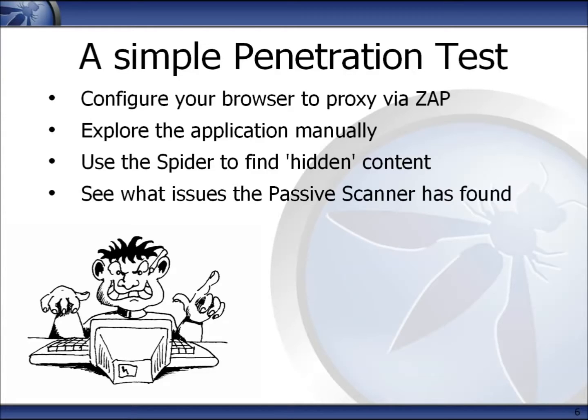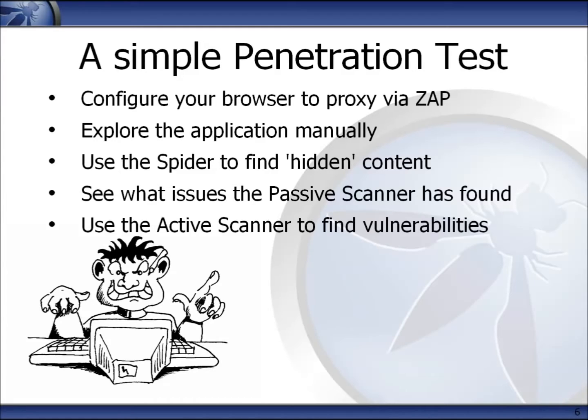You may well find that by this stage the passive scanner has already found some issues. But it's the active scanner that is likely to find the most serious issues. It's important to note that some types of issues cannot be found using any automated tools, which is why ZAP also provides tools that help you perform manual testing, but they will be covered in future videos.